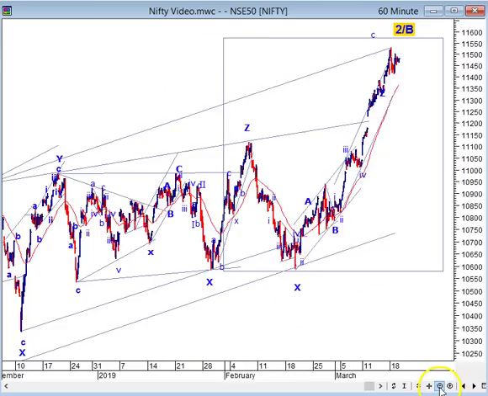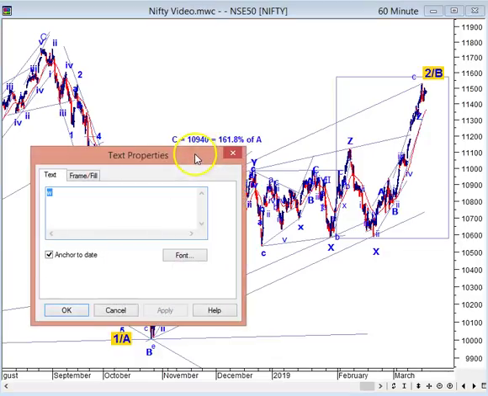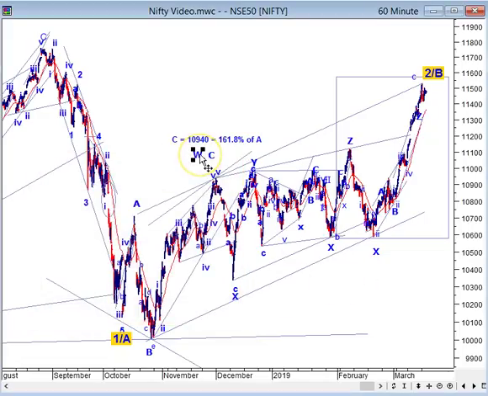So if I stick to this original expanded flat, which means this A, B and C is a larger W. Remember that W is simply used as a symbol for a 3-wave pattern. Y is another 3-wave pattern, X is another 3-wave pattern, Z is another 3-wave pattern. The idea being that in a complex correction, you don't go beyond Z, which means W, X, Y, X, Z is 3, 3, 3, 3, 3.